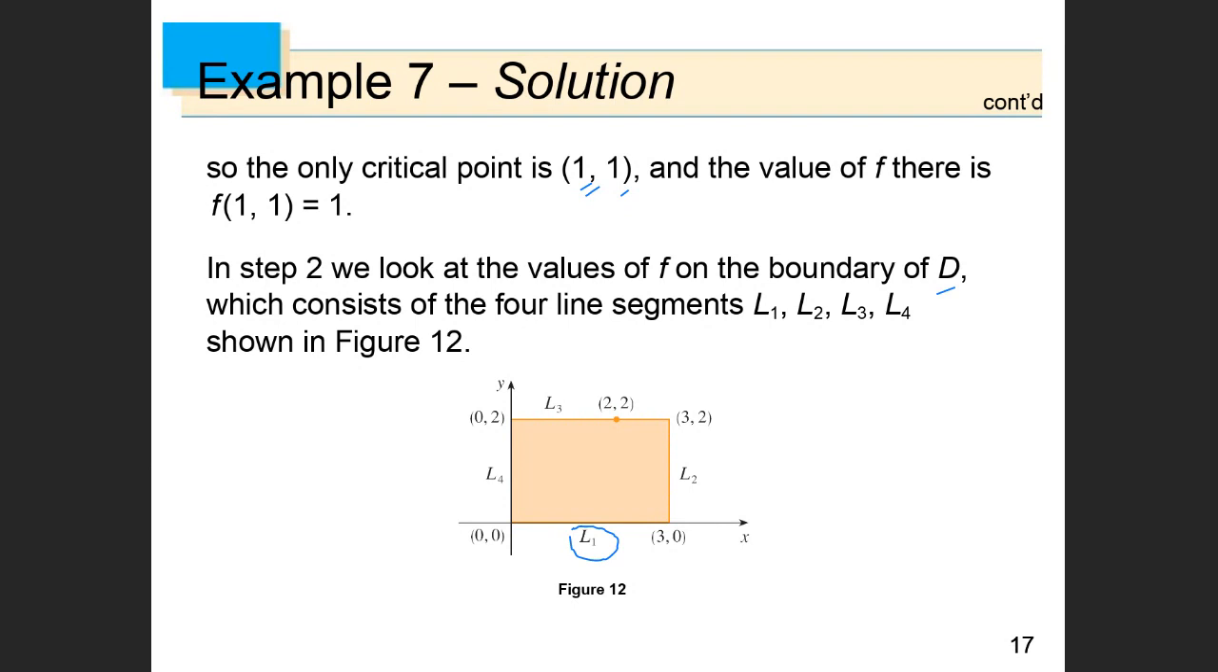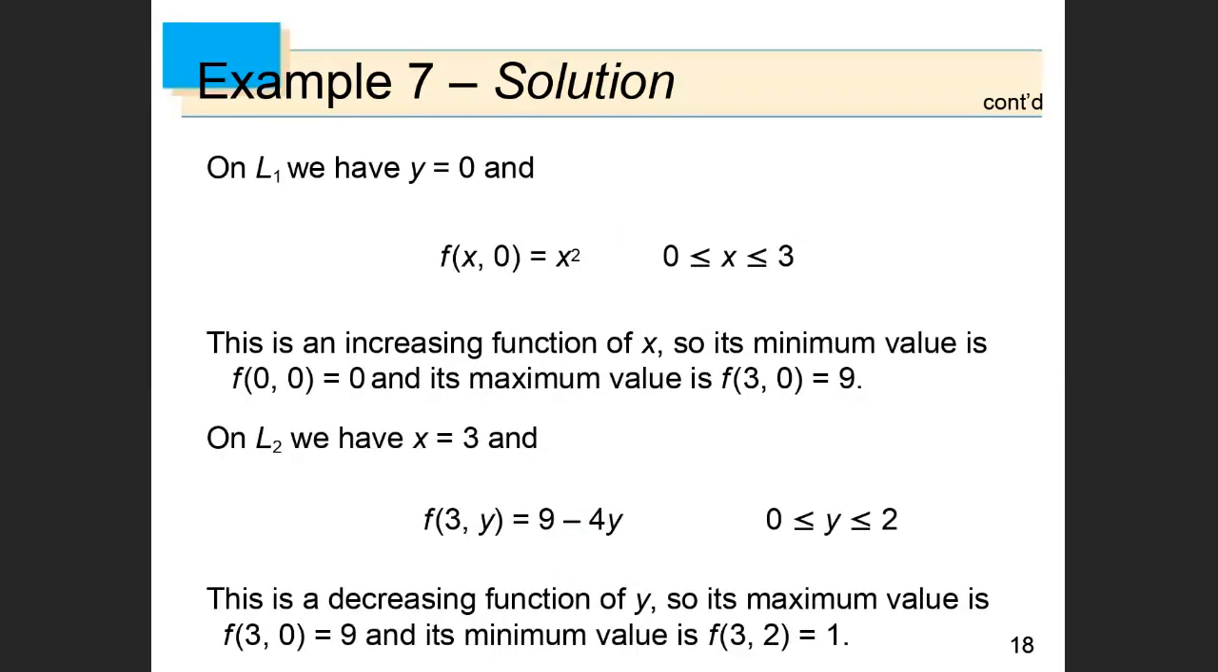And you see the first boundary, the first segment, L1, is the boundary where y is equal to 0, and x is between 0 and 3. Then we have L2, where x is equal to 3, and y is between 0 and 2. We have L3, where y is equal to 2 and x is between 0 and 3. And here the last one, L4, where x is equal to 0 and y is between 0 and 2. Okay? Got it?